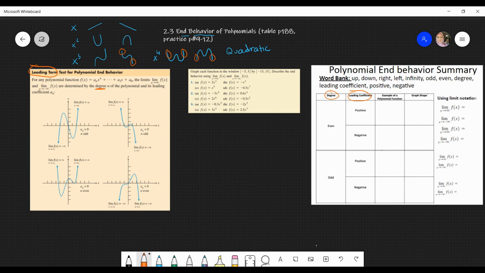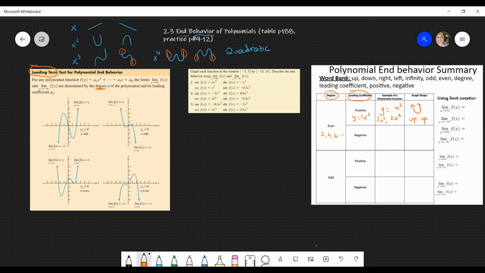If the degree of the polynomial function is even, like 2, 4, 6, and so on, and the leading coefficient is positive, I'll take an example: y equals x squared. Even degree, leading coefficient is positive. Then the graph will look like this, and we call it up, up end behavior. That's in easy words. And here an example would be x squared, or even 2x squared or 3x squared.